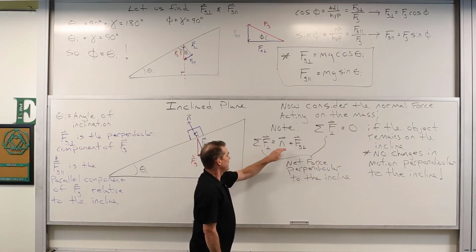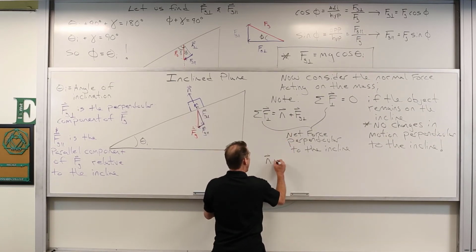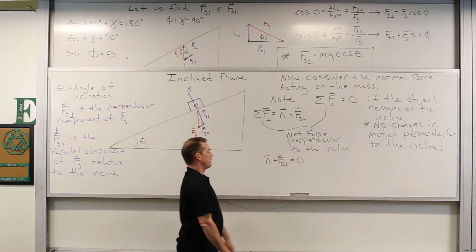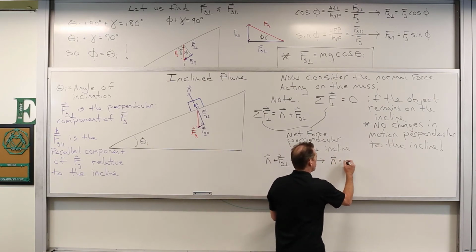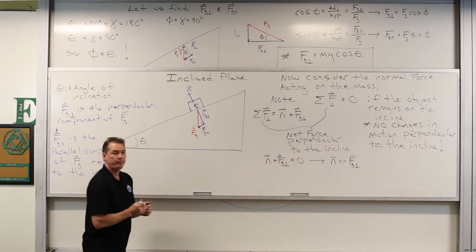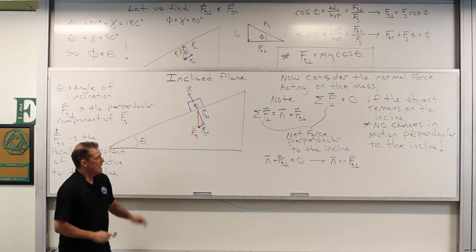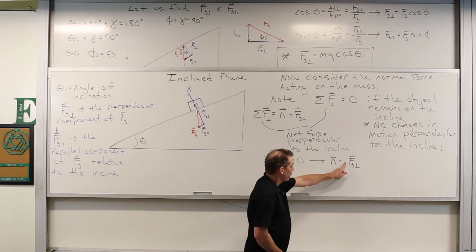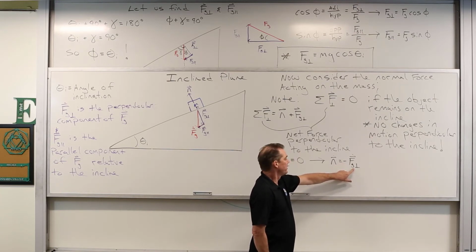Net force perpendicular is the sum of the two forces that are perpendicular, which then gives us that n hat plus Fg perpendicular hat must be equal to 0, which then gives us that n hat is equal to negative Fg perpendicular hat. What does that say? It says that the normal force acting on this mass is equal in magnitude but opposite in direction with respect to the perpendicular component of the gravitational force.